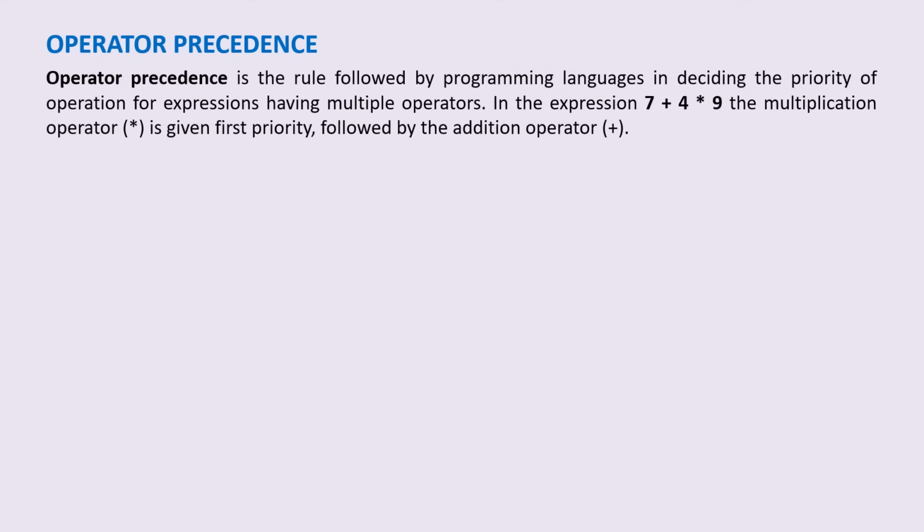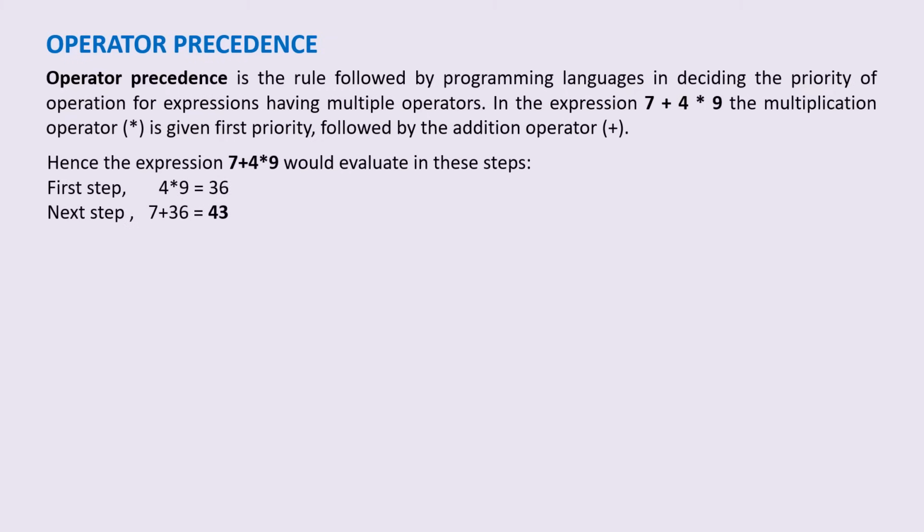Operator precedence is the rule followed by programming languages in deciding the priority of operation for expressions having multiple operators. In the expression 7 plus 4 asterisk 9, the multiplication operator asterisk is given first priority, followed by the addition operator plus. Hence, the expression 7 plus 4 asterisk 9 would evaluate in these steps. First step. 4 times 9 is equal to 36. Next step, 7 plus 36 is equal to 43.